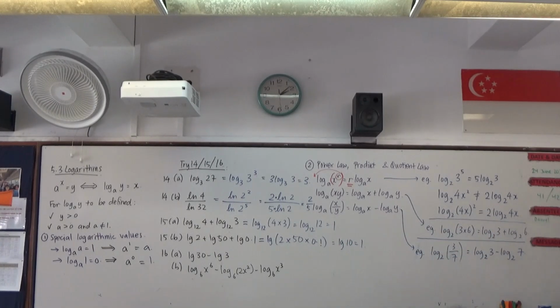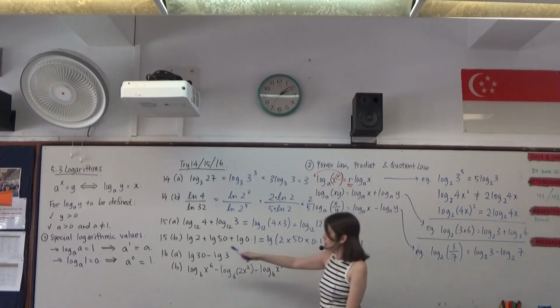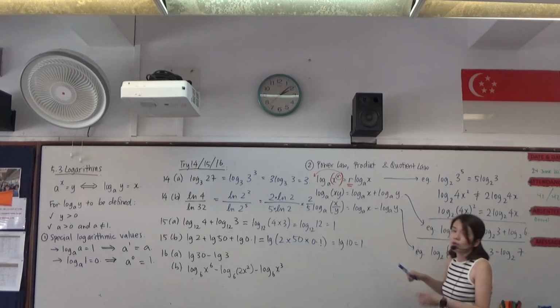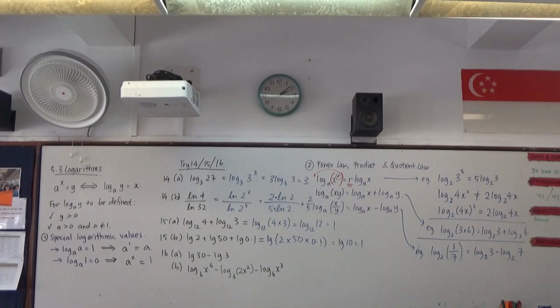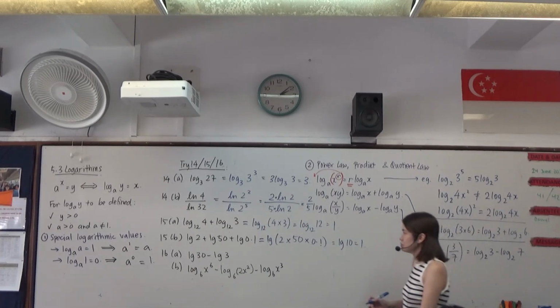Okay, so it's not limited to just two logarithms. So long as it's an addition, we can actually multiply all of these numbers together, which gives us log 10, and log 10 is just 1, because that is a common log, and it's a base 10.